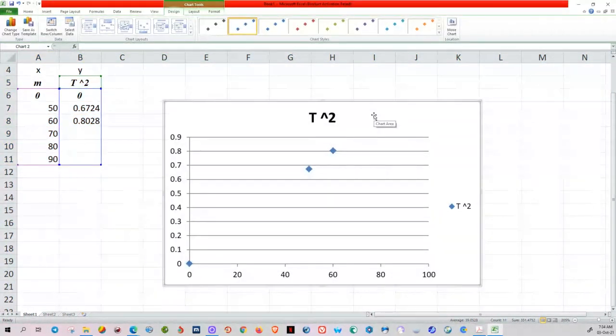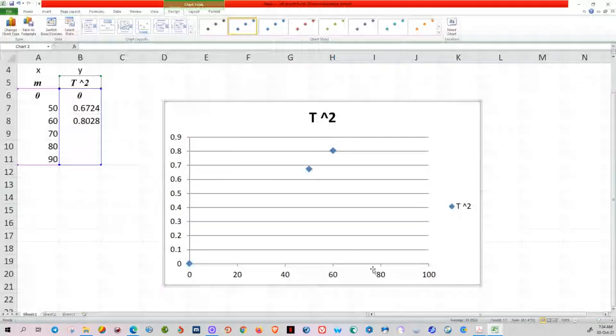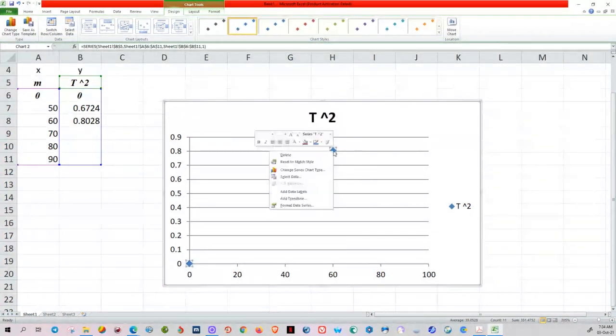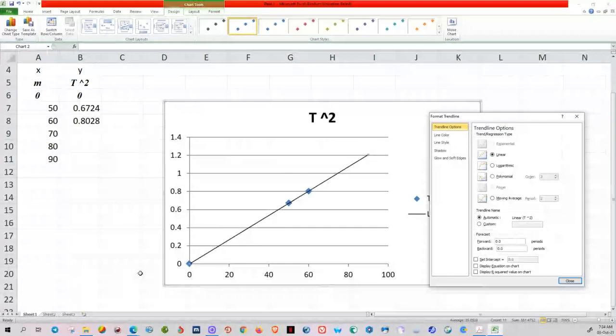The mass of the spring is not included because the spring itself, if you go to the lab, this device, the spring, the coil, the mass itself is not included. Okay, but anyhow, since it's only a simulation, it's fine. You will see that this is a straight line. Click on the point and right click, add trend line, and you will see that it's actually a straight line.